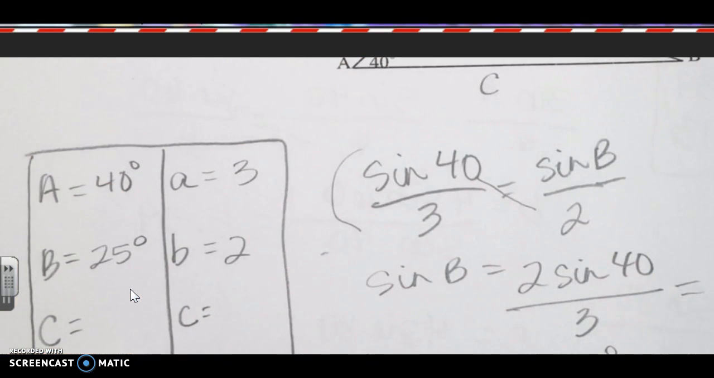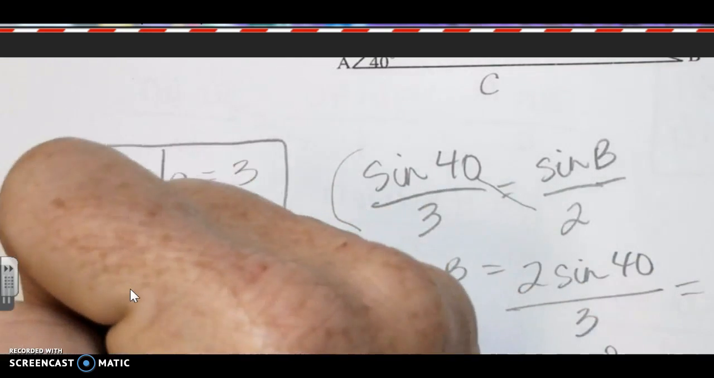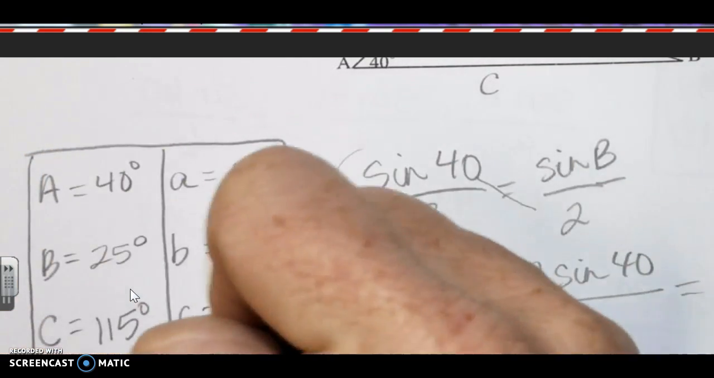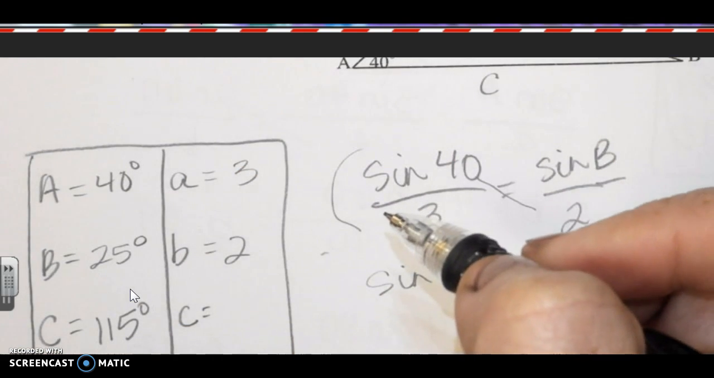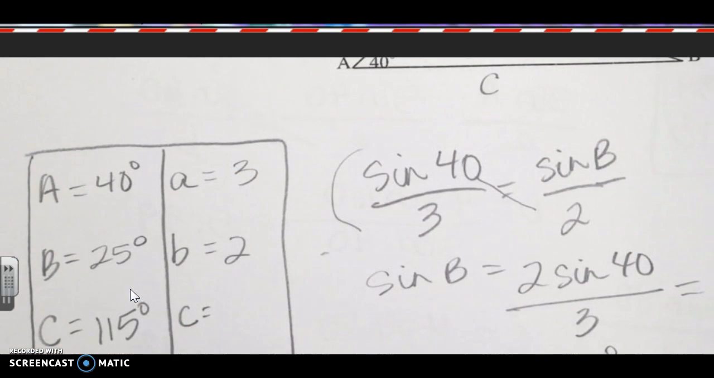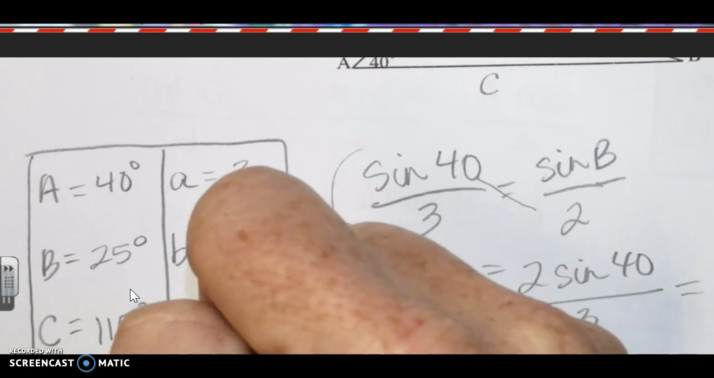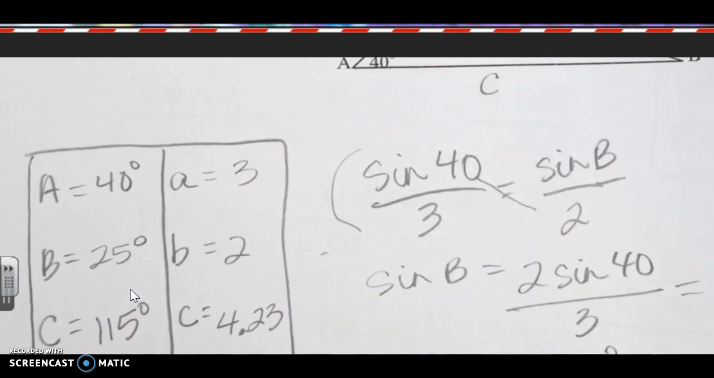Now, once you have that, you can go back and calculate the remaining angle, which would be 180 minus 65, which is 115, and then calculate that C value the way you did the first two problems, which should be 4.23. Okay, so that is law of sines.